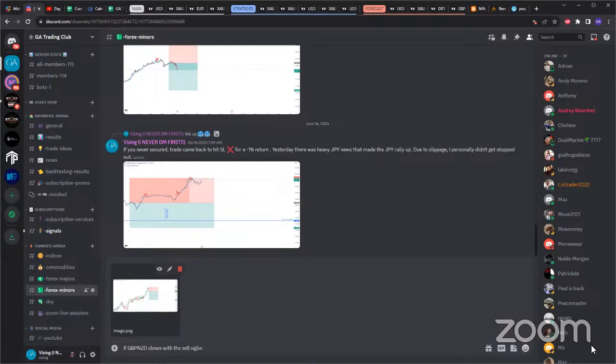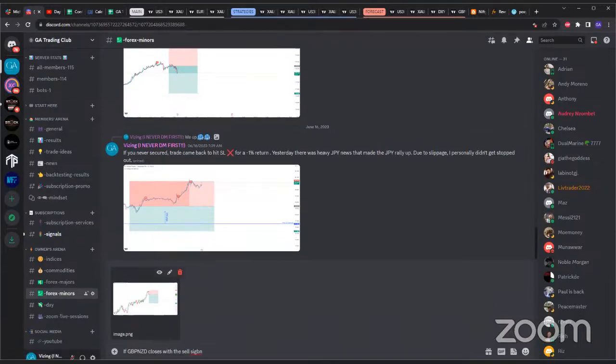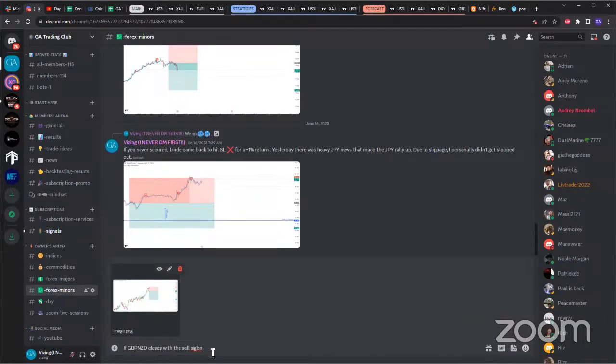Also, what do you guys consider minor pairs and major pairs? If I remember correctly, because I used BabyPips to learn how to trade, I think major pairs should be tied with a USD pair, right? Even a GBP. So like GBP NZD, is it a minor pair or is it a major pair? It's a major pair because there is GBP. Oh, so it's not only tied to the US dollar.